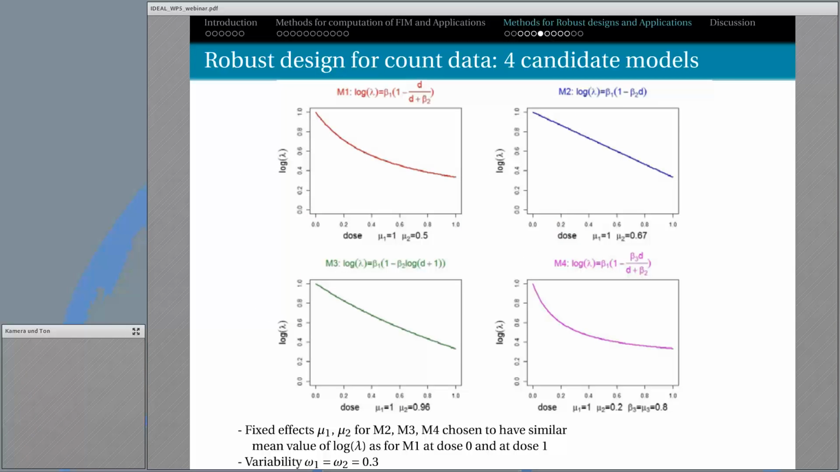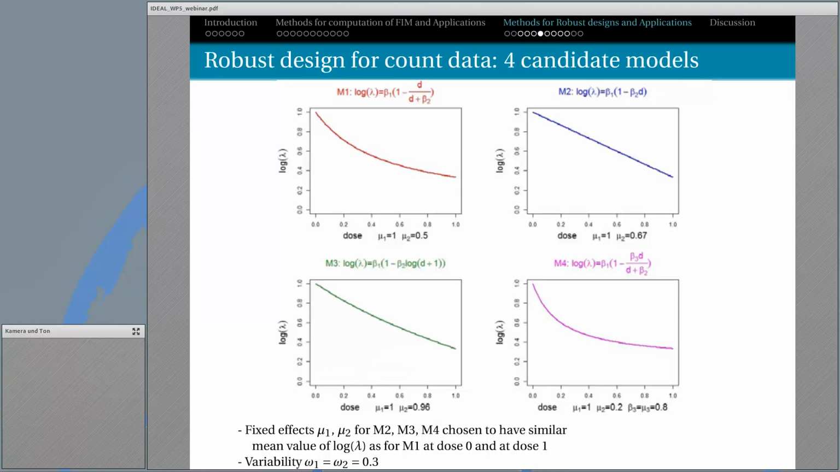Let's move now to the application to different models. Here we have assumed four different candidate models. The first one is the one we used before. It's a model where log lambda is equal to beta 1 plus a function of d. So you could see that for the four models, we have beta 1, which is the effect, which is log lambda when d equals 0. So beta 1 is going to be the same for all models.